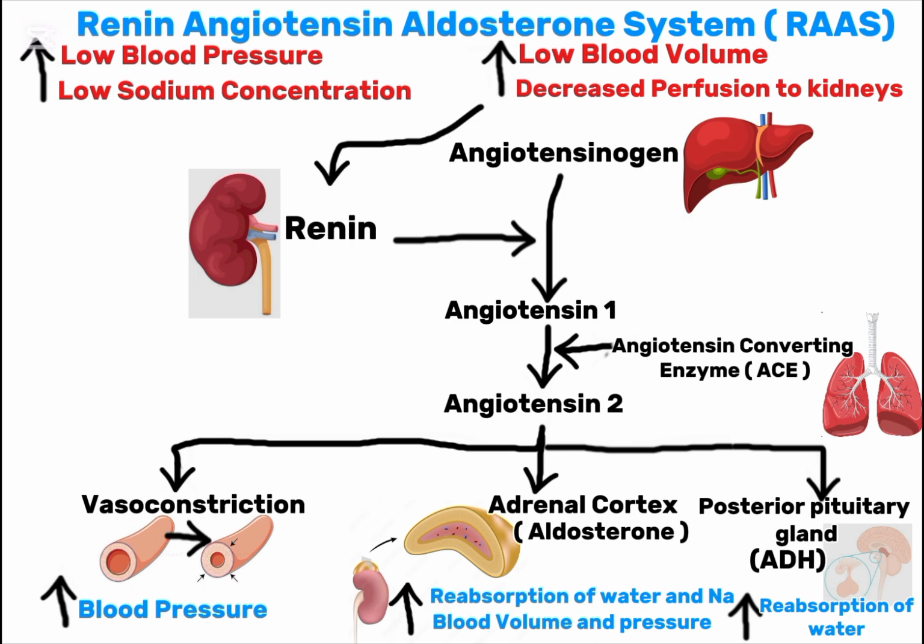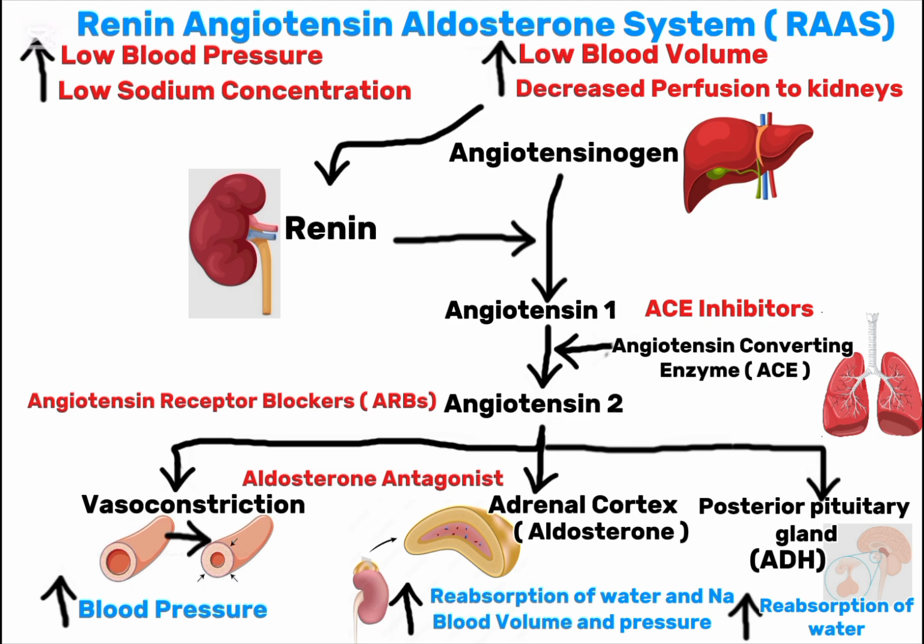If we talk about the clinical significance of this system, then RAAS is directly involved in the pathology of hypertension, heart failure, shock, and chronic kidney diseases. As this system leads to increased blood pressure, various drugs target this system to lower blood pressure, which include angiotensin converting enzyme inhibitors, angiotensin receptor blockers, and aldosterone antagonists. These drugs are used in hypertension and heart failure.